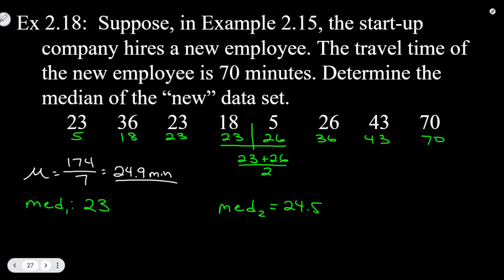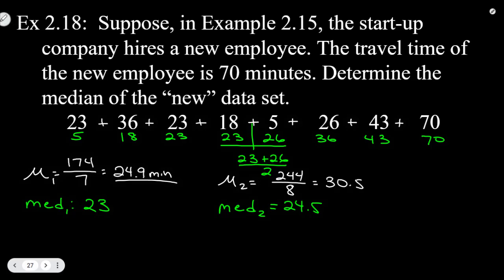The other thing I actually want to do is I'm going to go ahead and calculate the mean of this data set as well with the new 70 put in there. So we're going to add all those up. We already know that the sum before was 174. So our new sum is going to be that 174 plus 70 more. It's going to be 244. And we know that we used to have 7 numbers and now we have 8. So we'll get 244 and then we're going to divide by 8 this time. And that is 30.5.